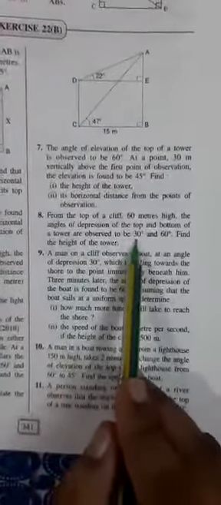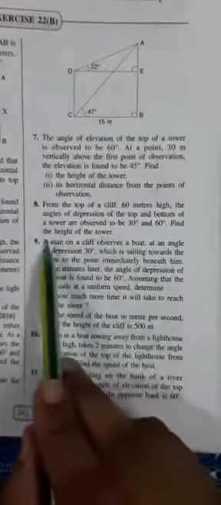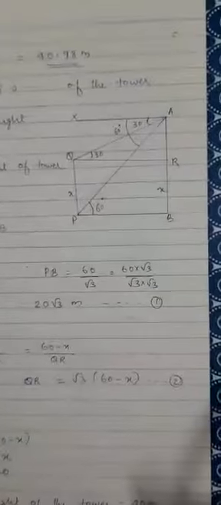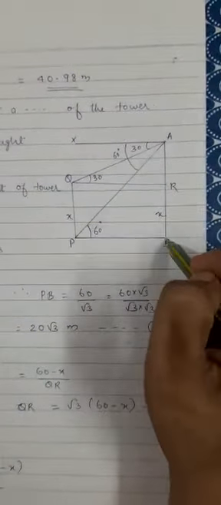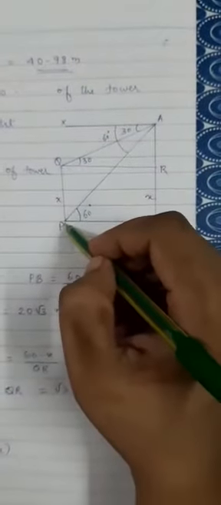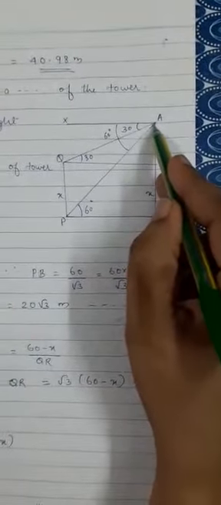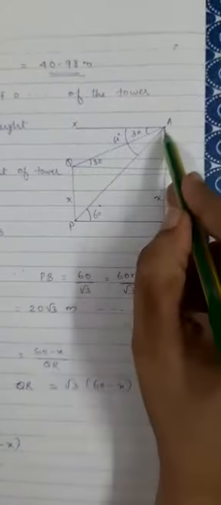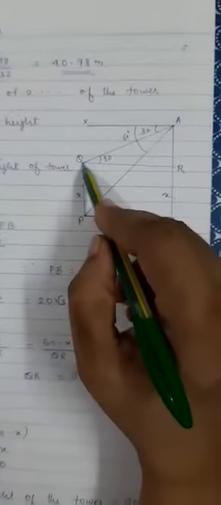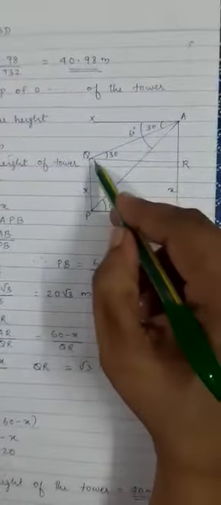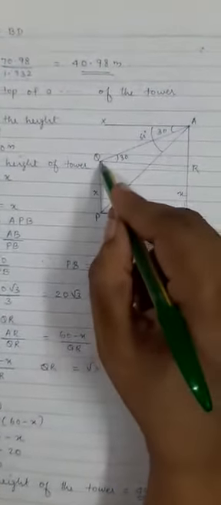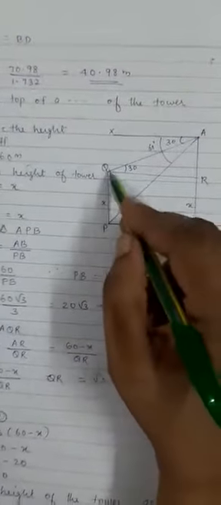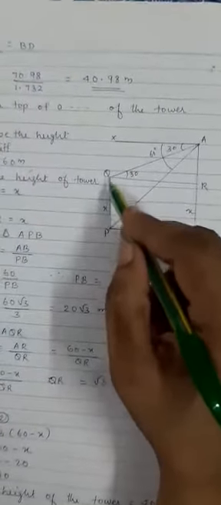Next question. From the top of a cliff 60 meters high, the angles of depression of the top and bottom of a tower are observed to be 30 degrees and 60 degrees. Find the height of the tower. Here, AB is the cliff and PQ is the tower. From the top of the cliff, the top and the bottom of the tower are observed at 30 degrees and 60 degrees respectively. We have to find out the height of the tower, that is, PQ.